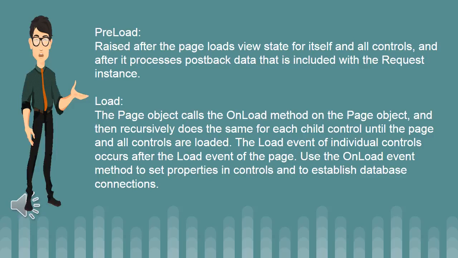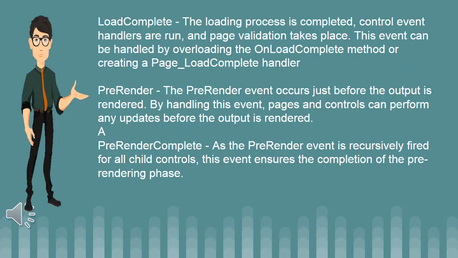Load. The Load event is raised for the page first and then recursively for all child controls. The controls in the control tree are created. This event can be handled by overloading the OnLoad method or creating a Page_Load handler. LoadComplete. The loading process is completed. Control event handlers are run, and page validation takes place. This event can be handled by overloading the OnLoadComplete method or creating a Page_LoadComplete handler.